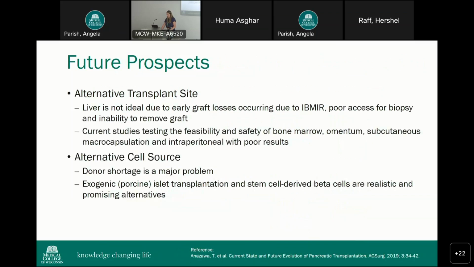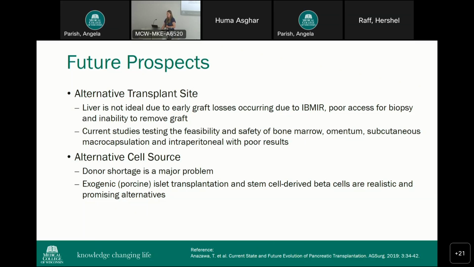So really, what is the future of islet cell? There's two main things that are currently being looked at. First, is there any alternative site for transplant? So the liver isn't an ideal spot due to the significant graft loss. There's also poor access for biopsy, and you can't remove the graft after the procedure is done. So they're currently looking at the safety and feasibility of using the bone marrow, omentum, microencapsulation, or any intraperitoneal space. So far, the results have not been what we had been hoping for, but still promising in regards to microencapsulation.